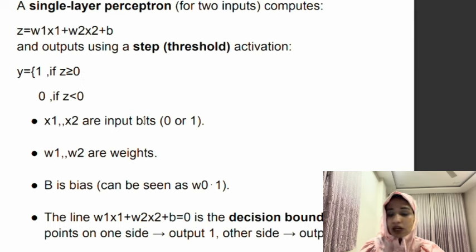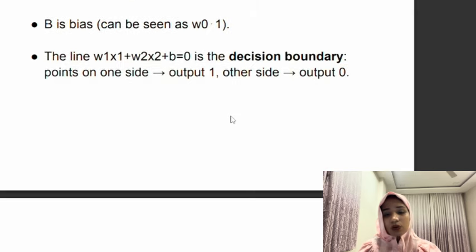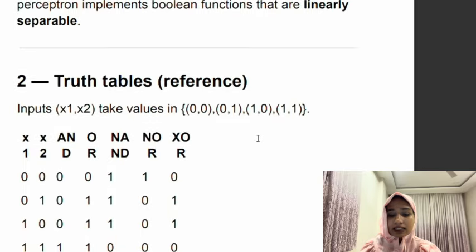So x1, x2 are the two input bits which can be 0 or 1. w1 and w2 are their weights. And b is the bias, which can be seen as w0 times 1. The line w1 x1 plus w2 x2 plus b equal to 0 is the decision boundary. Points on one side output 1, on the other side output 0. We can choose weights and bias so that the perceptron implements Boolean functions that are linearly separable.